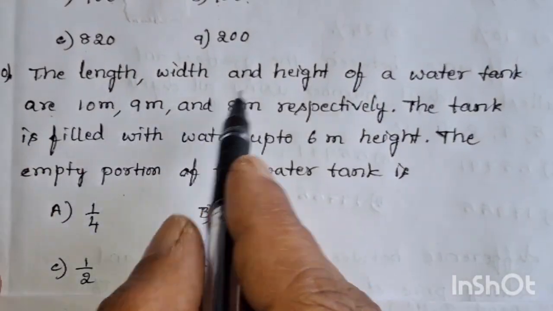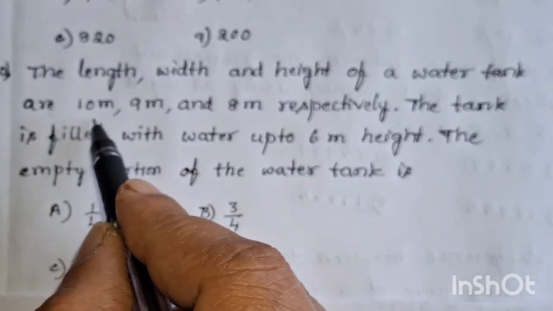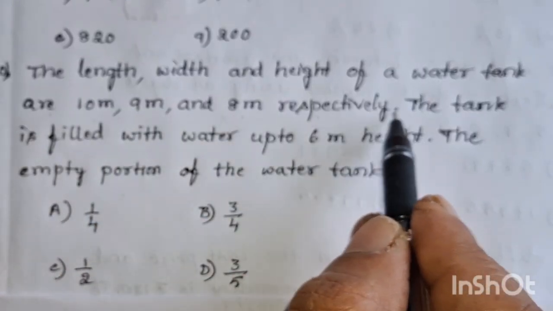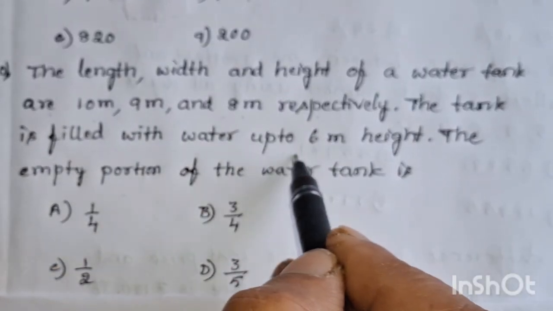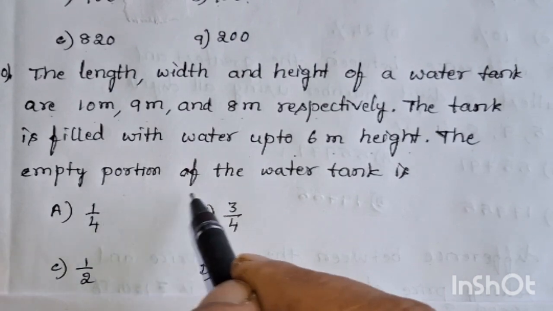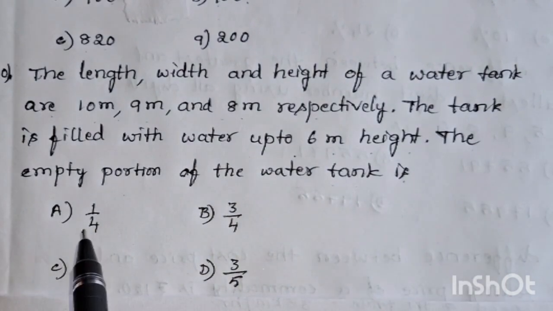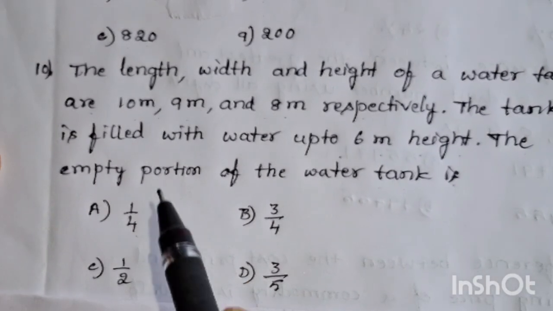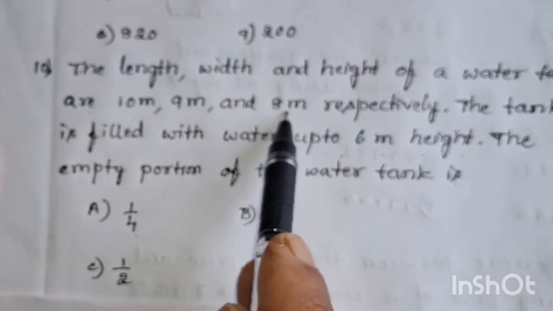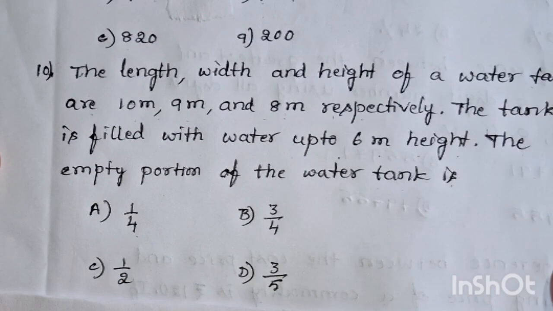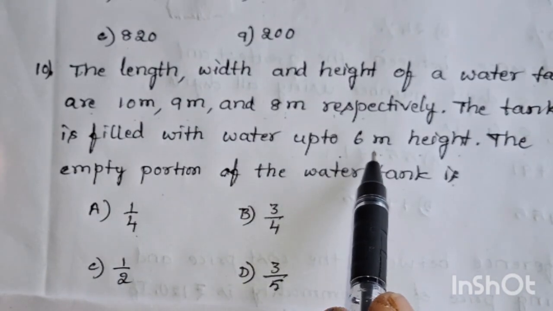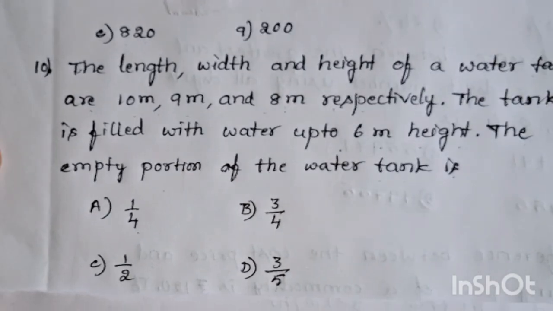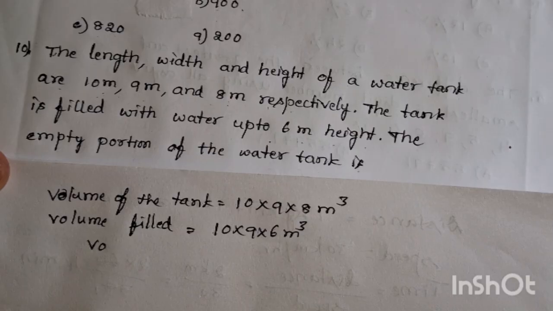10th question. The length, width and height of a water tank are 10 meters, 9 meters and 8 meters respectively. The tank is filled with water up to 6 meters height. The empty portion of the water tank is, options 1 by 4, 3 by 4, 1 by 2 and 3 by 5. Here we see that the height of the tank is 8 meters, but it is filled only up to 6 meters. First we calculate the volume of the tank.